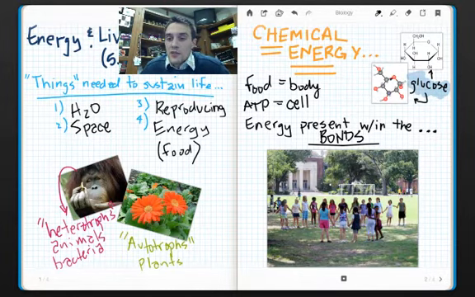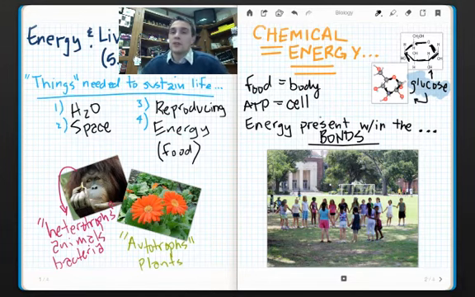So the bonds between these molecules right here, that's where the energy is. There is a form of energy there holding those elements in these compounds and molecules together. Okay? Energy is absorbed when bonds are created. Energy is released when bonds are destroyed.